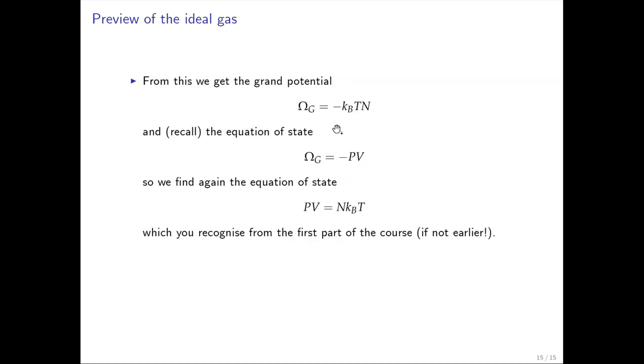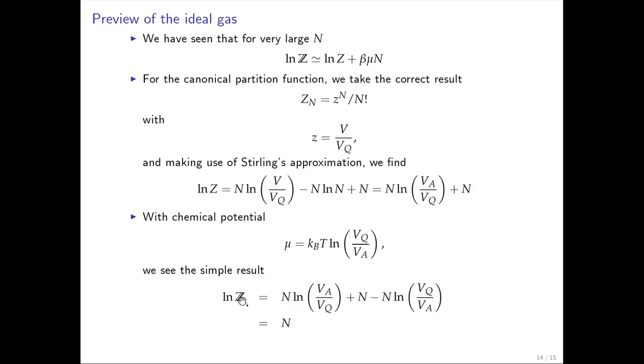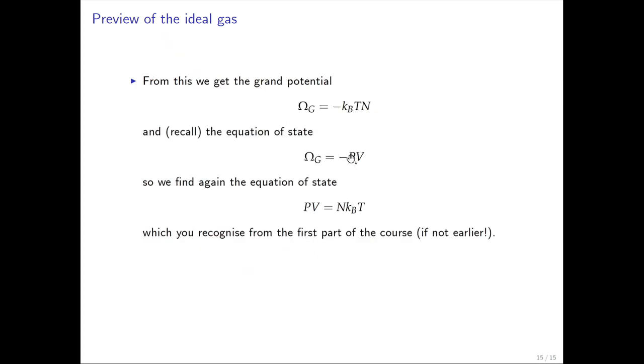And that's really interesting, because remember we can get the grand potential, Omega_G, which is minus k_B T times the logarithm of the grand sum, if you look back at that. We also know the thermodynamic equation of state is that this is minus PV. So again we find the equation of state, PV equals N k_B T for the ideal gas, which you should recognize, of course, from the first part of this course, if not earlier.